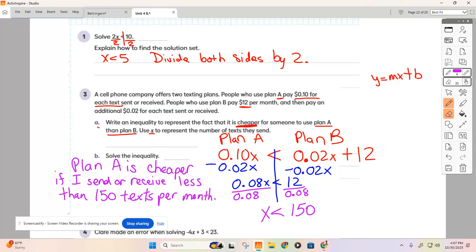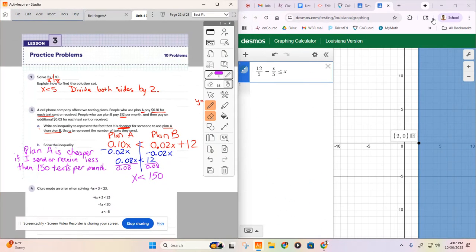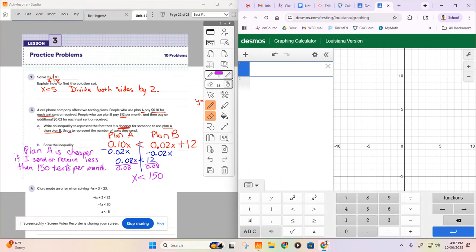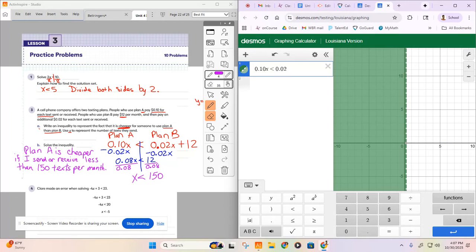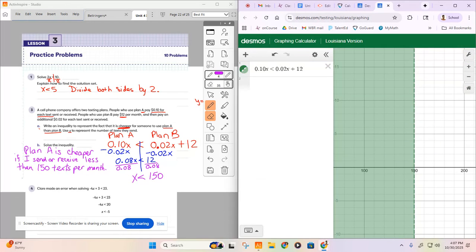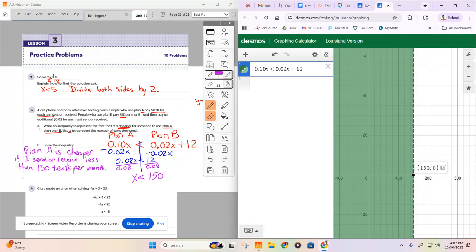Remember, you can use Desmos to check yourself on these inequalities. If I were to graph the inequality that I came up with, which was 0.10x is less than 0.02x plus 12, I would have gotten a hollow dotted line, so it means it's less than, not equal to, 150. So no, my answer is correct.